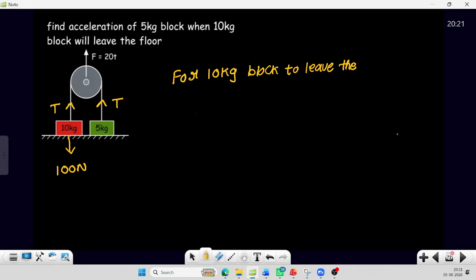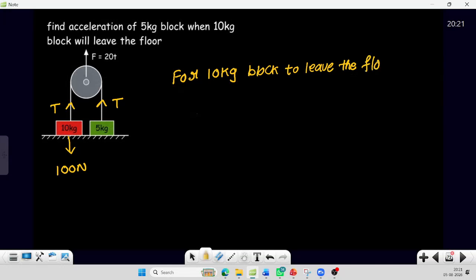So we can say 100.000001 is sufficient. This is almost taken as 100. Just a very small value more than 100 is sufficient. Strictly speaking, just slightly greater than 100. So we are taking the nearest integer, which we have considered as 100, for the 10 kg block to leave the floor.